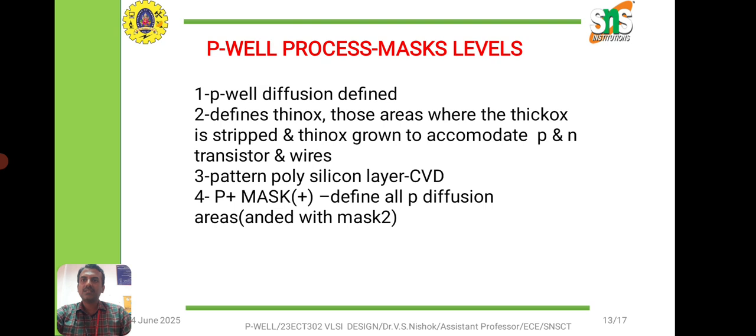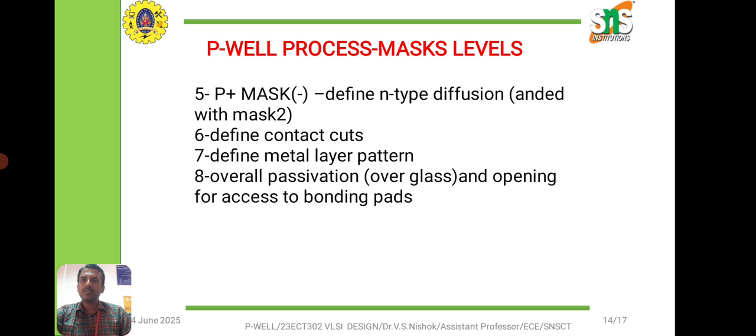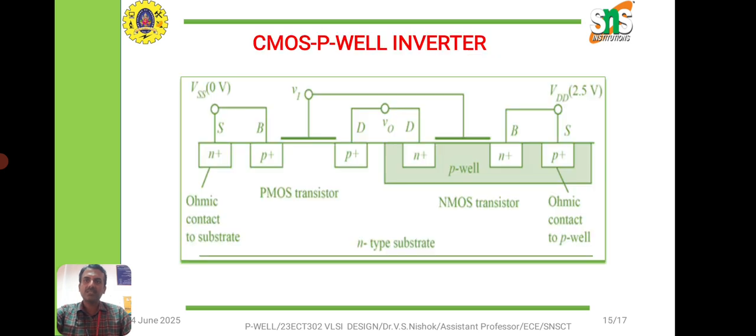Here there are several steps discussed: P-well diffusion and the thin oxide oxidation layer, and then the pattern polysilicon layer, chemical vapor deposition, and likewise here PMOS defines N diffusion, it represents the diffusion and contact cuts, and the metal layer pattern. Finally metal will be inserted for the drain, gate and source terminals, and finally packaging. These are the several steps of the P-well fabrication process. It is just an introduction to it.